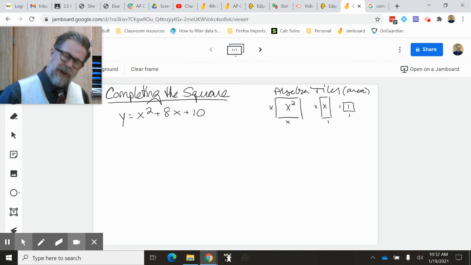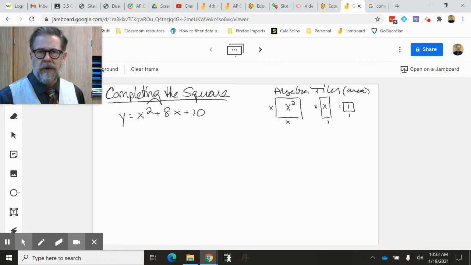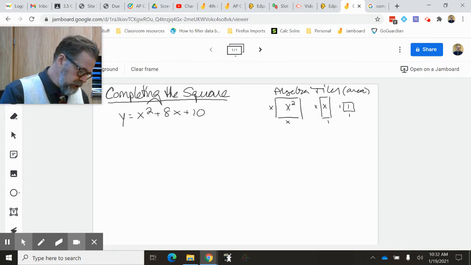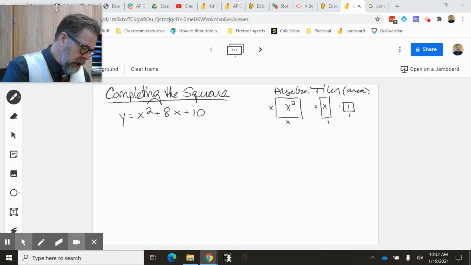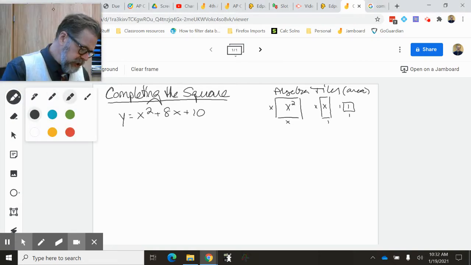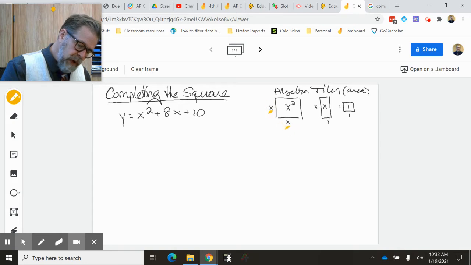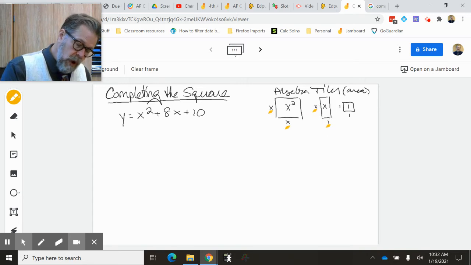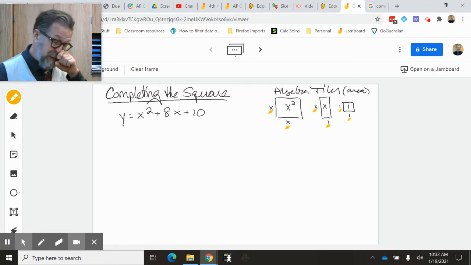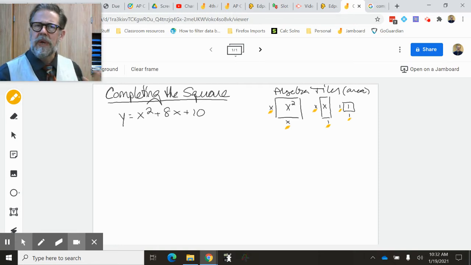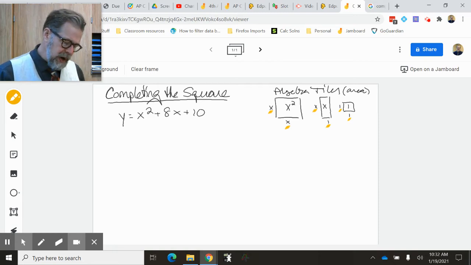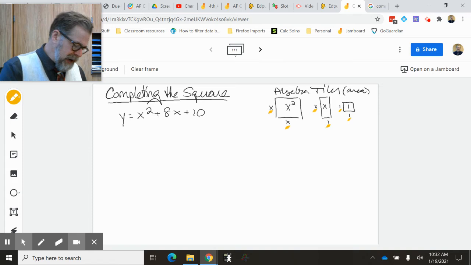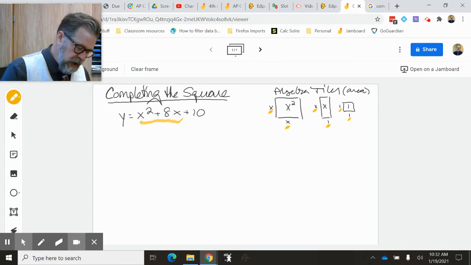So that's where we're going with this. But let's refresh ourselves a little bit as to what algebra tiles are. We've got tiles for x squared, and they are a square with dimensions of x by x. You can see these off to the right. An x tile is a rectangle with dimensions x by 1, and a unit tile is a square with dimensions 1 by 1. This is important because we're going to use this concept for completing the square. So let's start by taking a look at the x squared plus 8x.